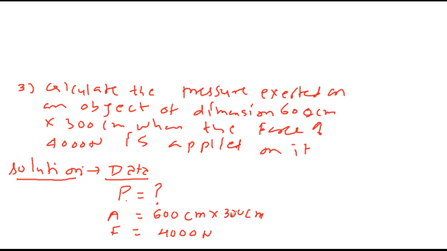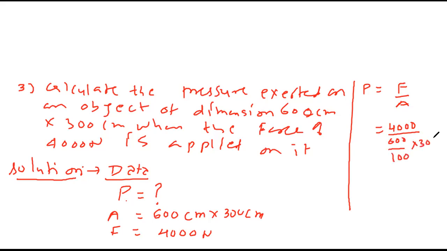SI unit means it should be meter. It is there in centimeters. So how to convert centimeter to meter? Divide by 100. Yes. So I know pressure is force upon area. Force is 4000. Area is 600, I divide by 100 to convert into meter, and 300, I divide by 100 to convert into meter. Is this line followed? Yes, sir.